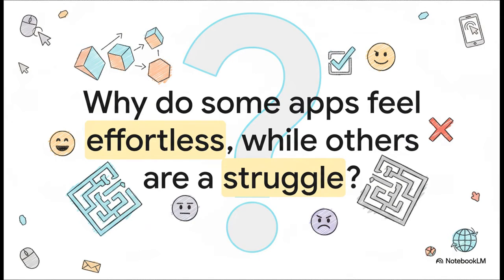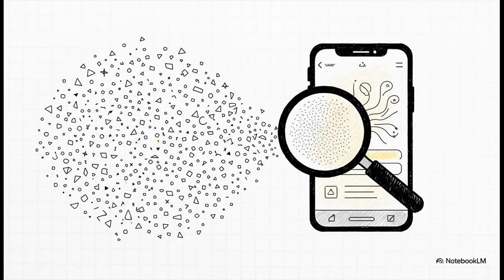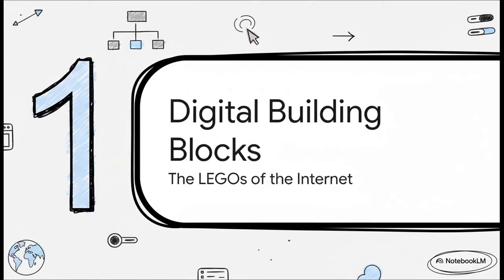What's the secret sauce? Well, here's the thing. It's not one big magical feature. The secret is actually in thousands of tiny, almost invisible choices. So to really get the big picture, we have to start by zooming way, way in and looking at the smallest pieces first.